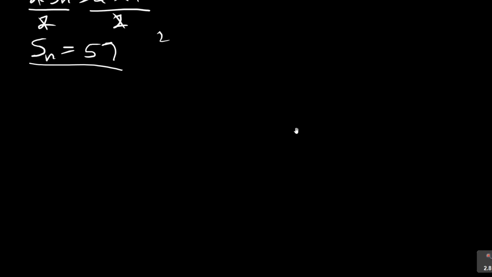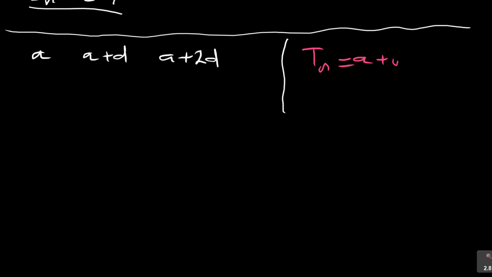So now what I want you to do whenever you are proving it, as I'm explaining, remember the first one was a, and then the second one was a plus d, the third one was a plus 2d. Where are you getting this? You're getting it from the formula Tn is equal to a plus (n minus 1)d.